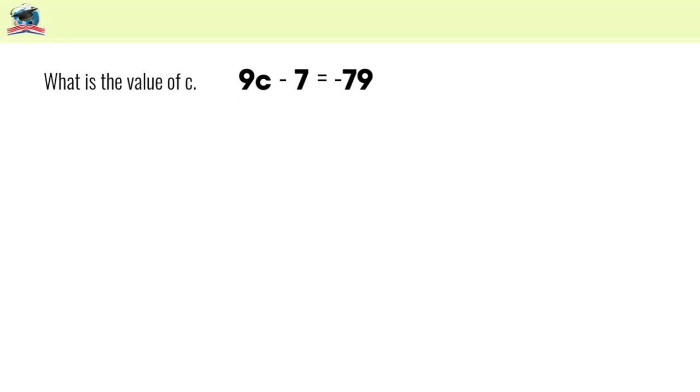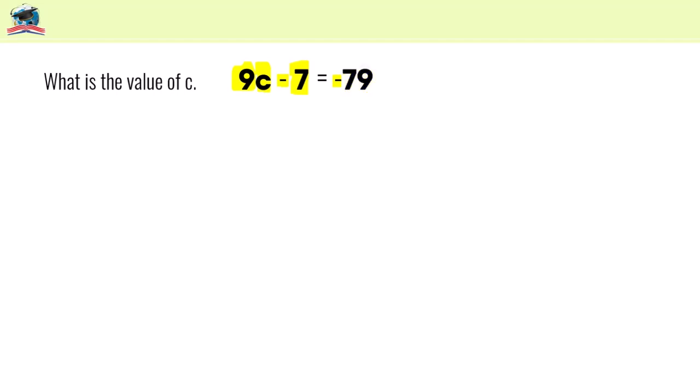Value of C. We've got a nice 9C here, and this is what we're told to find, the value of C. We have minus 7, and then we have is equal to minus 79. Okay, let's deal with the question.